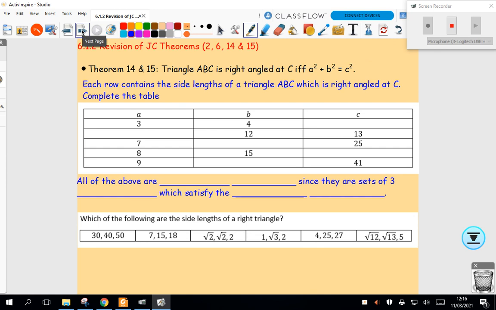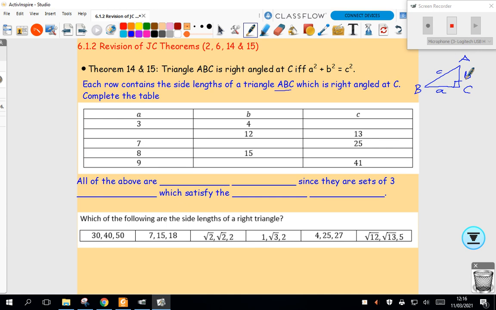Theorem 14 and 15 is the theorem of Pythagoras. So each row contains the side lengths of a triangle ABC, which is right angled at C. Notice capital letters for angles, so we're talking about triangle ABC, which is right angled at C. That means that side is little c. Remember, we always name the side opposite the angle, we give them the same name. So if we call that A and that B, well, that will be little a, that will be little b.